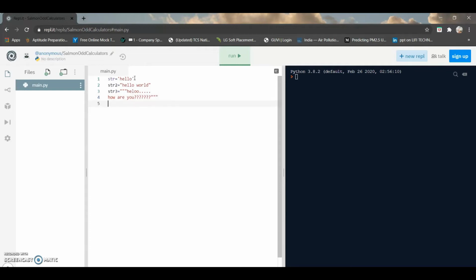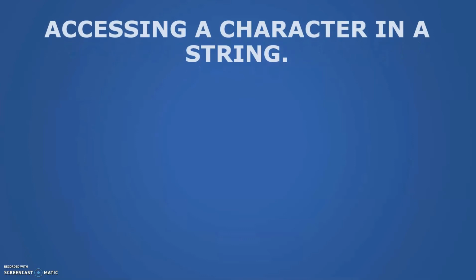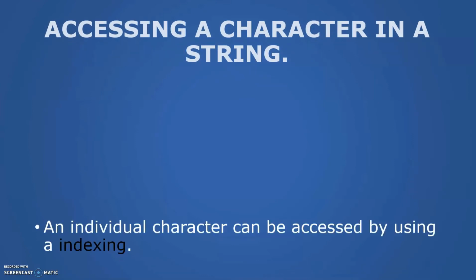Now we can just print and see the output. I can simply copy this line and print the other variables. You can see our output here: hello, hello world, hello and how are you? Okay. Now we are going to see how to access a character in a string.